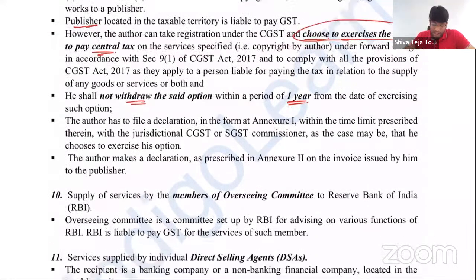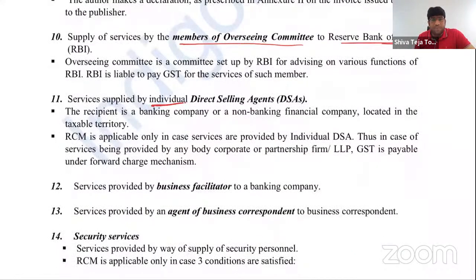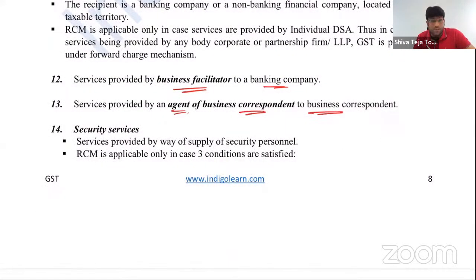Friends, clear? Next part. Services by members of the overseeing committee to RBI. The overseeing committee is basically a committee set up by RBI to administer various functions and to give advice to RBI. And who is liable to pay GST then? RBI is liable to pay GST because this transaction is covered under RCM. Then services by an individual direct selling agent. Direct selling agents are the people who will bring business to the banks. Business facilitator to banking company, business correspondent to the bank, agent of the correspondent to the correspondent.